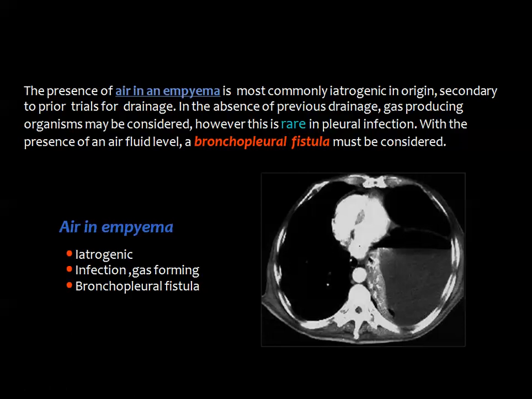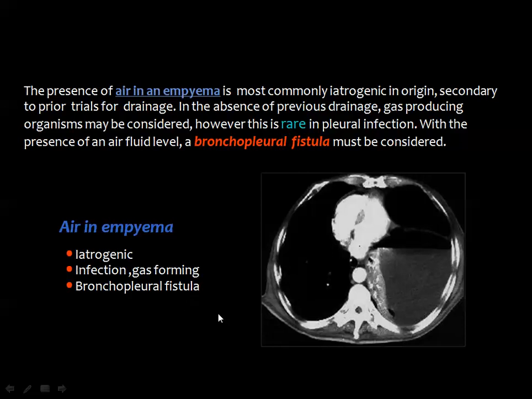Then when to suspect the development of bronchopleural fistula, which is more seen in adults than in the pediatric age group? If you see a pleural fluid and at some time the pleural fluid developed air inside, we have three possibilities for air developing in a pleural collection. Number one is iatrogenic, due to insertion of an aspiration needle or an intercostal tube. Number two is an infection with a gas-forming organism. Number three is the development of bronchopleural fistula.